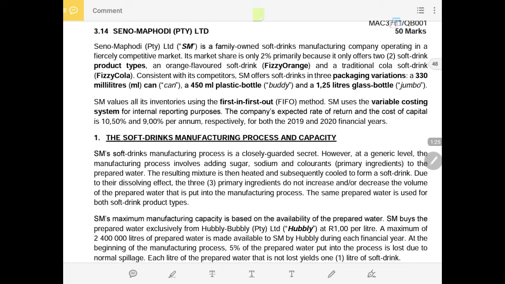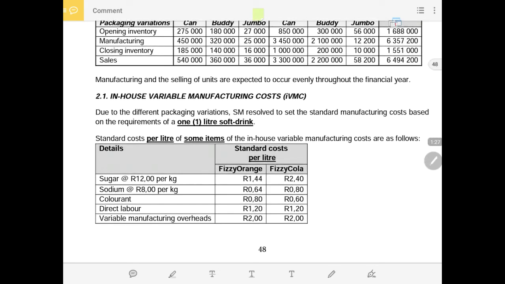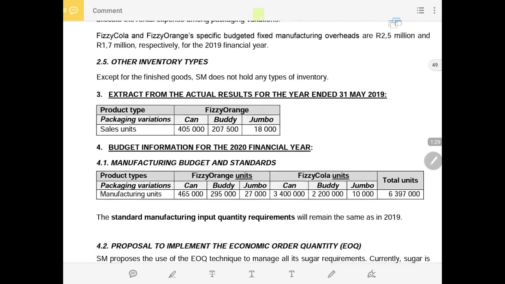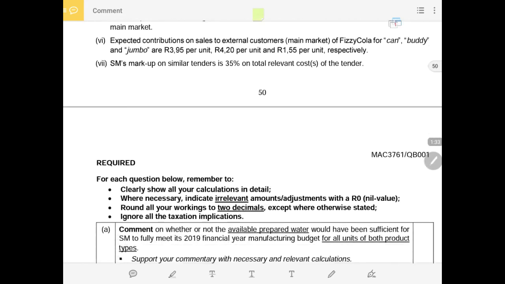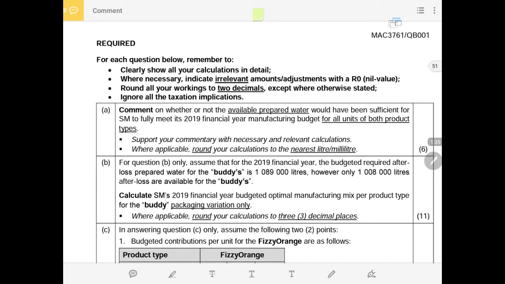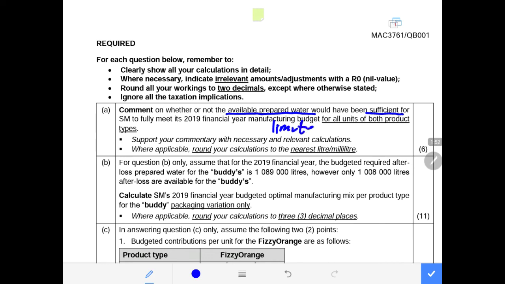Now, let me begin going to the requirements first. I won't be reading them in details, I'll just be brief in my reading. We are required first to comment on whether the available prepared water will have to be sufficient for SM being the company. So there is a possibility that we don't have enough water. So water is limited or is a limiting factor.